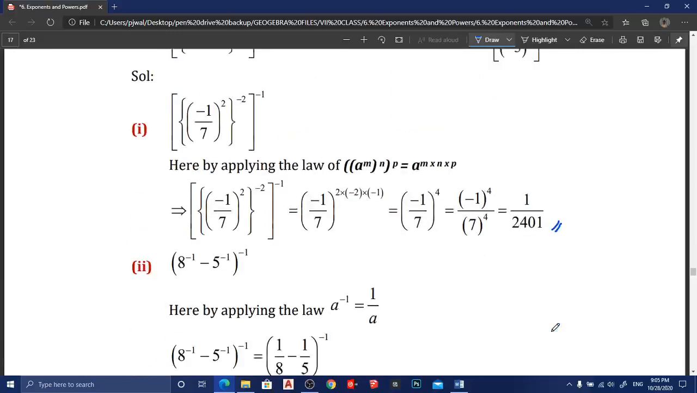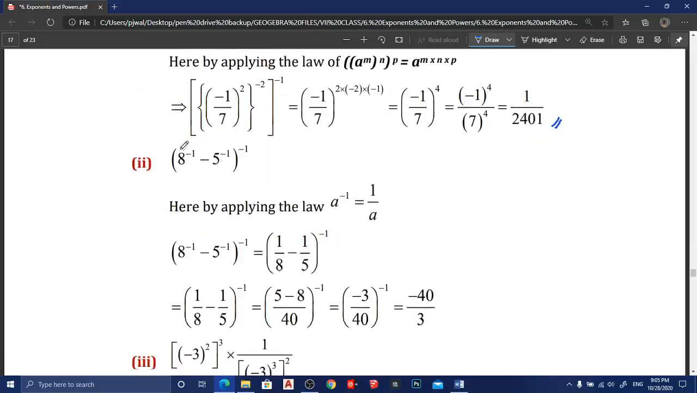Next, 8 to the power of minus 1 minus 5 to the power of minus 1, whole to the power of minus 1. So I already explained the inverse terms formula. A to the power of minus 1, how can I write this? A to the power of minus 1 means a inverse is equal to 1 by a. So in place of 8 inverse minus 5 inverse, we can write it as 1 by 8 minus 1 by 5, whole to the power of minus 1.